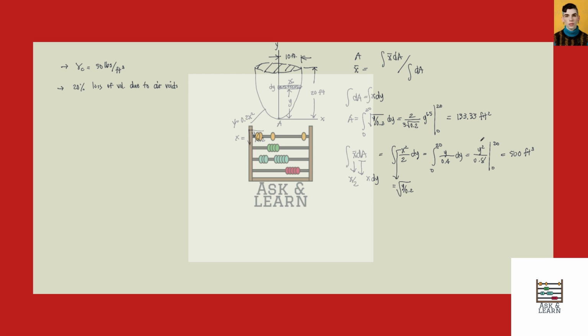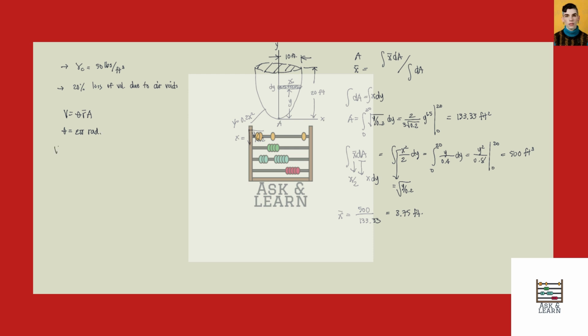So now we are ready to solve for x-bar. We have 500 divided by 133.33. We would get 3.75 feet. So using the second theorem of Pappus, we have the angle of revolution times r-bar times the area of the generating plane. And our angle of revolution is equal to 2 pi radians.